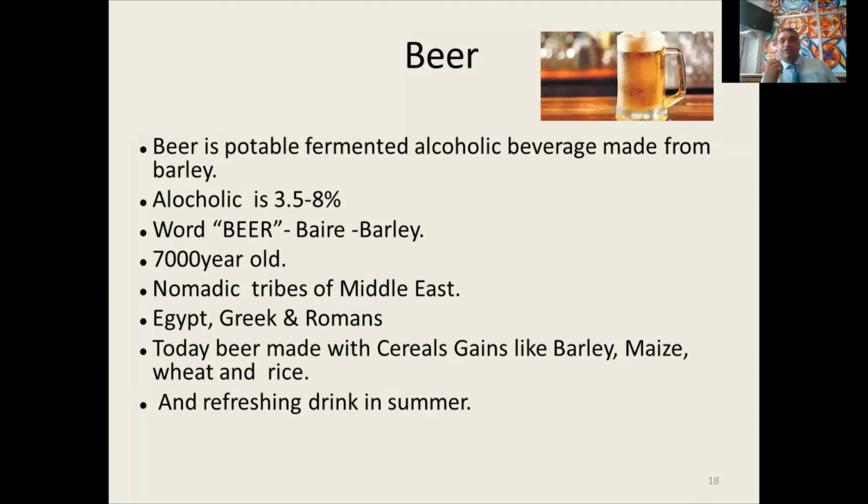It happened somewhere around 7,000 years ago. Just imagine such an old drink. And today, beer is one of the most consumed drinks in the world. After water and tea, beer is the highest consumed, almost taking the third place.